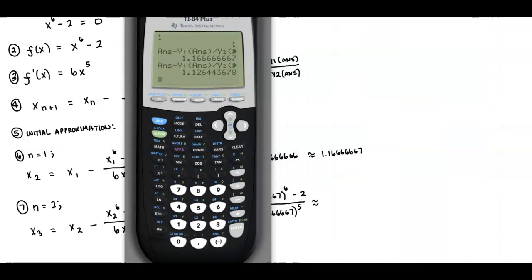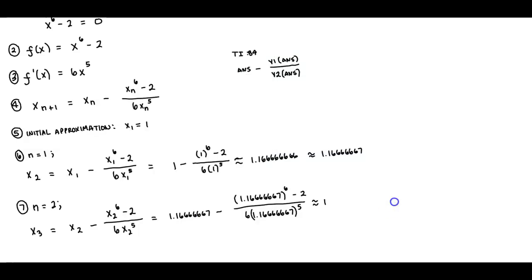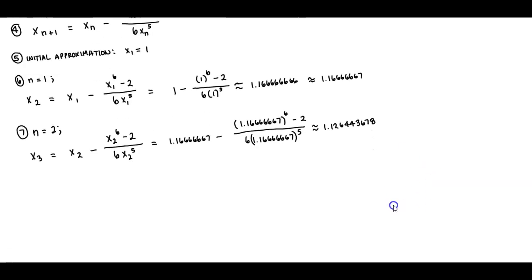So we're going to round that to 8 decimal places. Rounding that to 8 decimal places, we have 1.126443678.